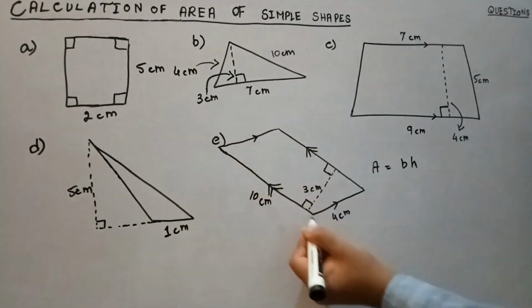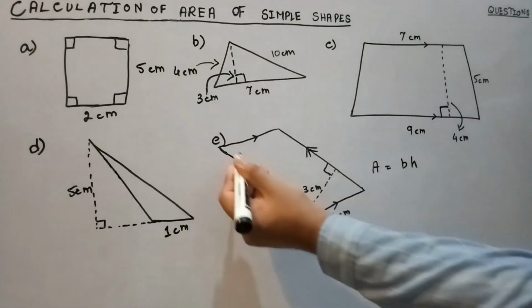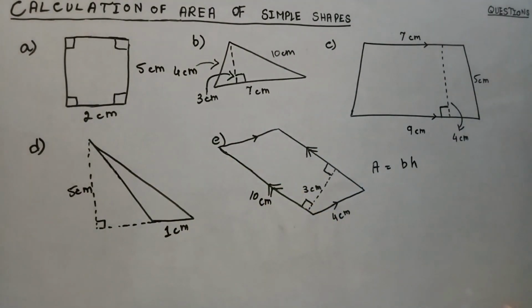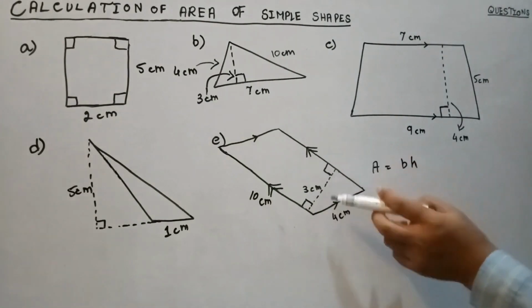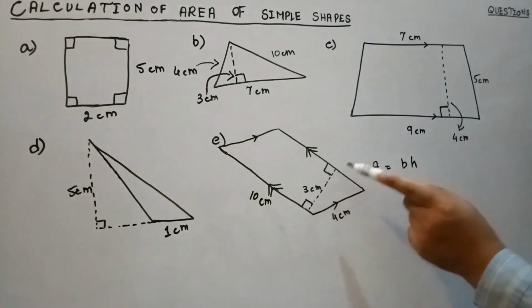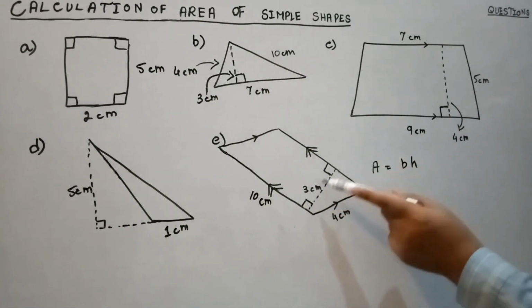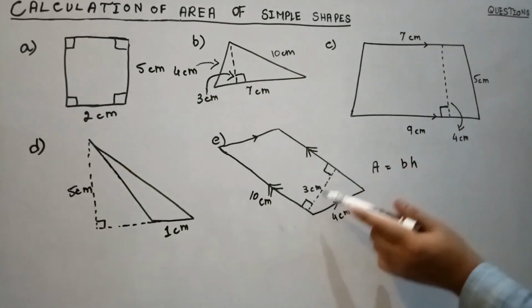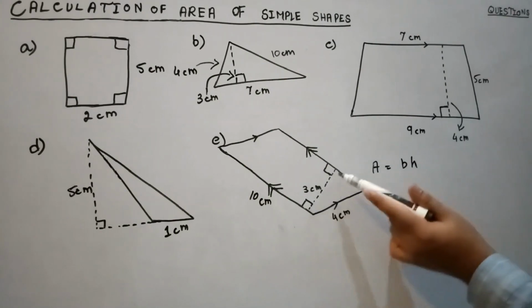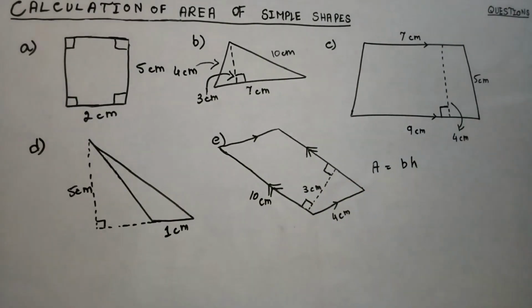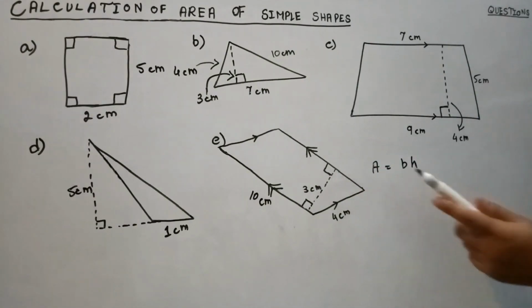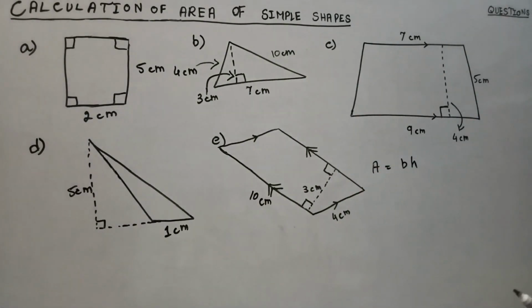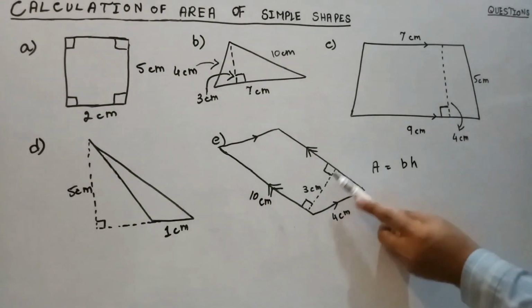It means that if we consider this 10 as a base, we can consider this 3 as a height. Why? Because it is present at 90 degrees. So this line is present at 90 degrees, from here to here. The length of this line from here to here is our height, from one parallel side to the other parallel side. This length will be our height if it is present at 90 degrees.